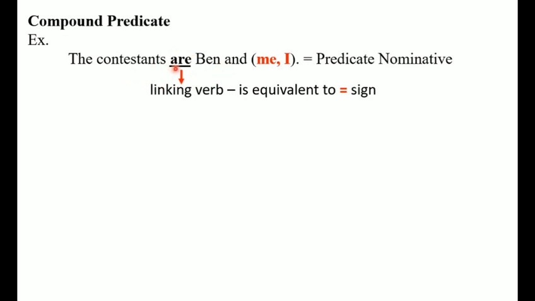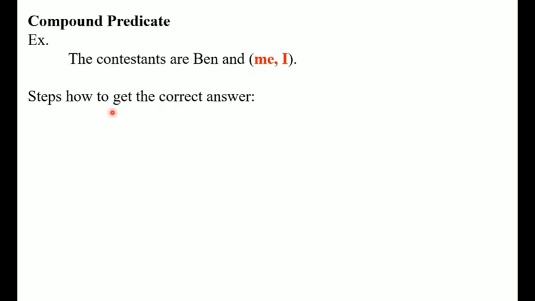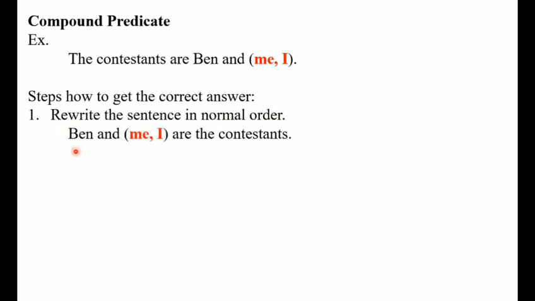Since in this case, are is used in the sentence as a linking verb, this sentence can be inverted without changing the idea. Pwede nating baliktarin ito. Ben and me or I are the contestants. Okay, it should be like this. Steps how to get the correct answer. First, rewrite the sentence in normal order. Like this one. Ben and me or I are the contestants.